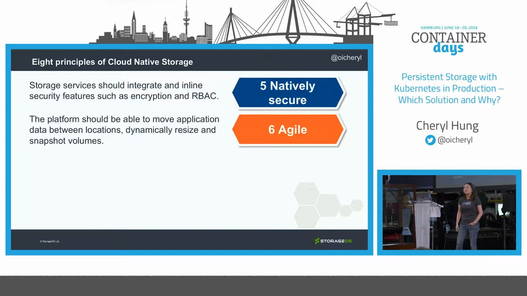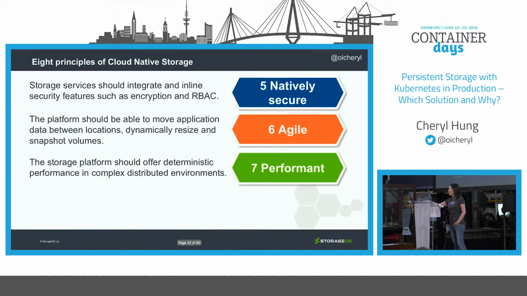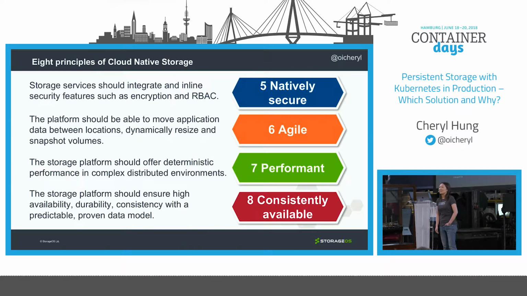Sixth principle, just as containers have made compute and applications agile, storage and data should be agile. You should be able to move data around from location to location, from region to region, from data center to data center, without it interrupting service. And then the purpose of all of this is because we want performance and we want it to be consistently available. All of storage boils down to give me data and make sure it's always there when I need it. That's all that a developer cares about.